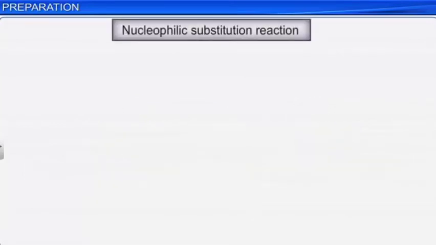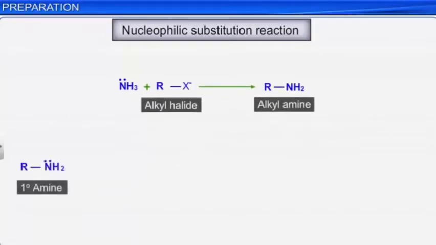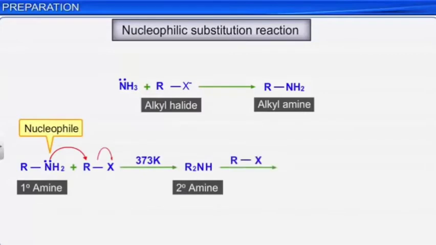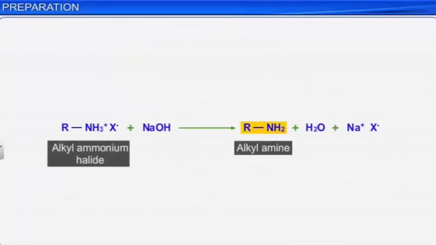This is a nucleophilic substitution reaction where the halogen atom is substituted by the amino group. The primary amine thus obtained acts as a nucleophile and reacts further with more of alkyl halide to form secondary and tertiary amines as well as quaternary ammonium salt. The free amine can be obtained from the ammonium salt on treatment with a strong base, such as sodium hydroxide.